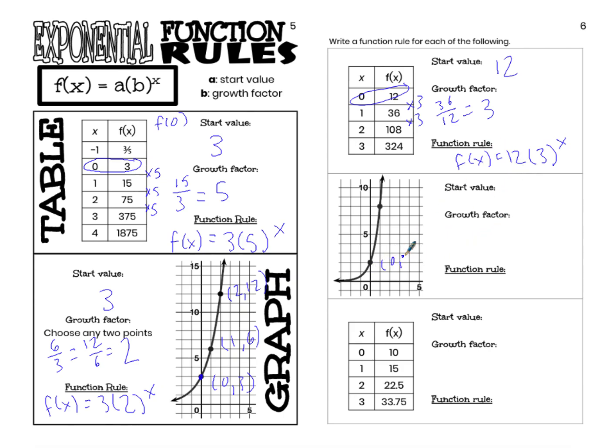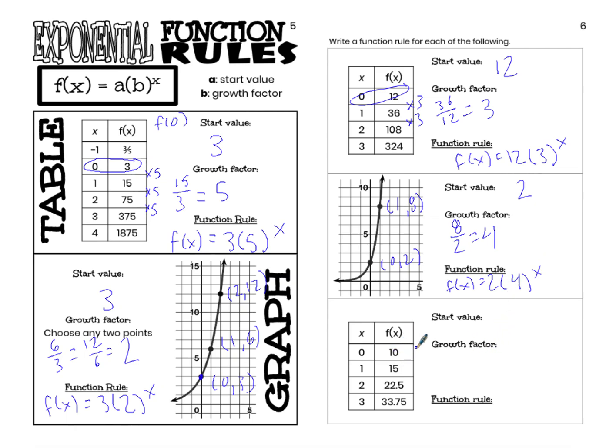Start value, what is my y-intercept? It's 0, 2. That means my start value is 2. Next point is x equals 1, y equals 8. That tells me my growth factor is 4. I'm multiplying y by 4 to get from one value to the next. F of x, or y, equals 2 times 4 to the x.